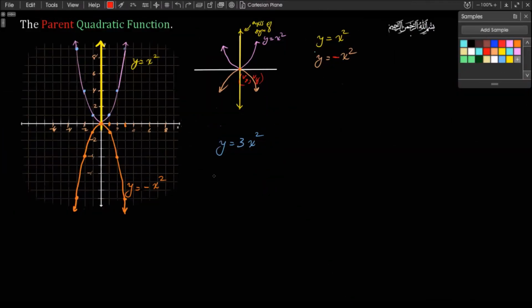Now, on the other hand, how about this? Y equals 1/2 x squared. What do you think? Well, would you rather be paid this, or would you rather be paid this? Of course, you'd rather be paid this because this is going to go up slower, right? It's like your income is cut in half. So let's see what happens if you graph this.